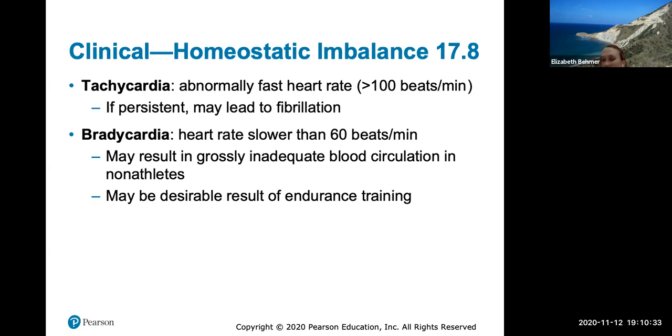I do want you to know what tachycardia and bradycardia are. Tachycardia is an abnormally fast heart rate, anything over 100 beats per minute. If it's persistent and doesn't go away, that could lead to fibrillation. Bradycardia is an abnormally slow heart rate, anything less than 60 beats per minute. If it's too slow, it could result in inadequate blood circulation in non-athletes, but it can be a desirable result of endurance training. Many athletes have bradycardia because their heart can function at rest at a much slower rate, since it pumps out so much more blood with each heartbeat.